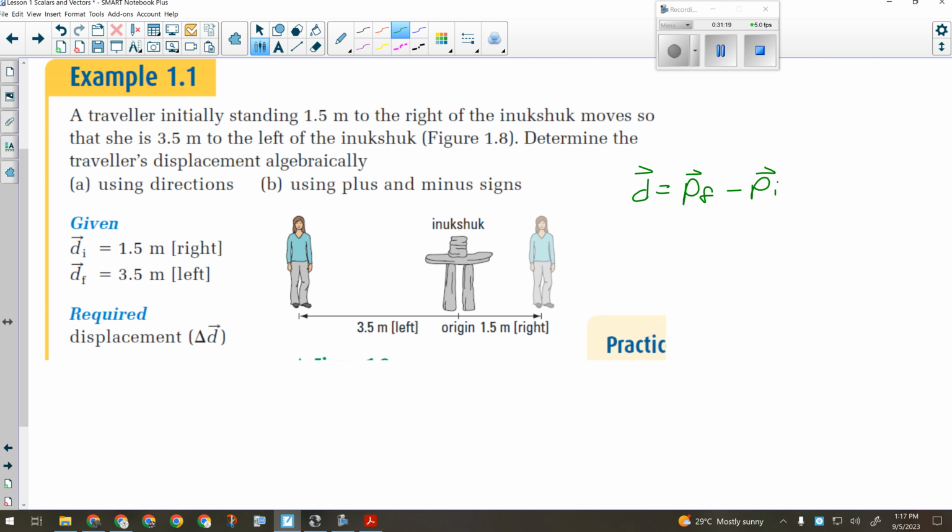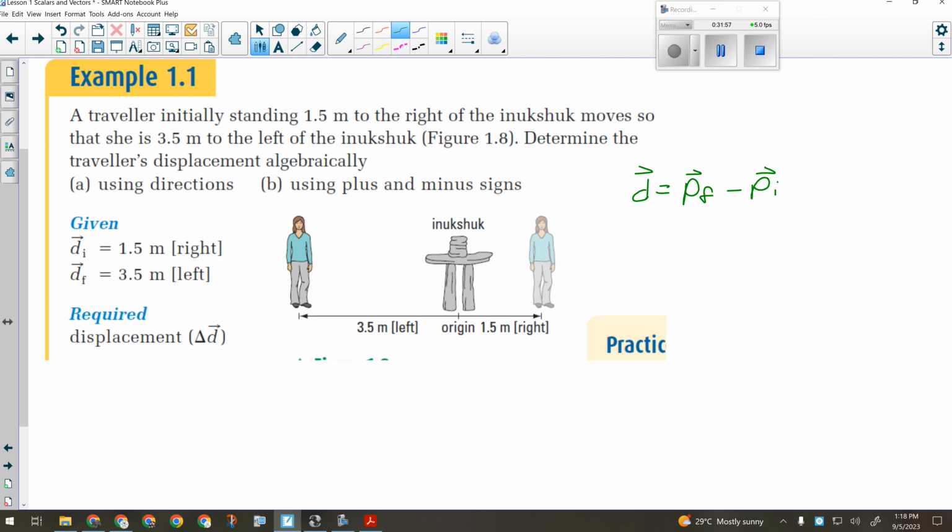We could almost do this commonsensically. How far do they go? They start 1.5 meters on the right and they end up 3.5 meters on the left. How far do they go? 5 meters left. That would be their displacement, right? They go 1.5 plus 3.5 is 5 meters to the left. That would be the common sense way to look at that. That would be their displacement, 5 meters to the left.